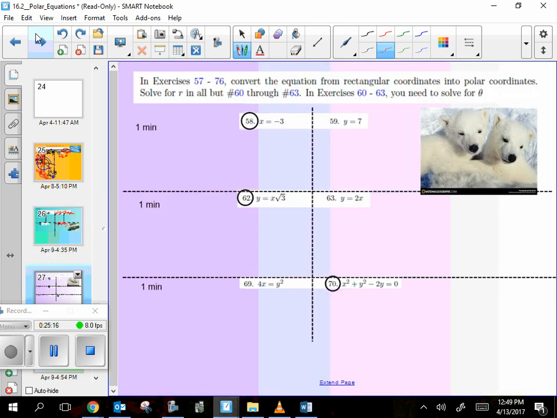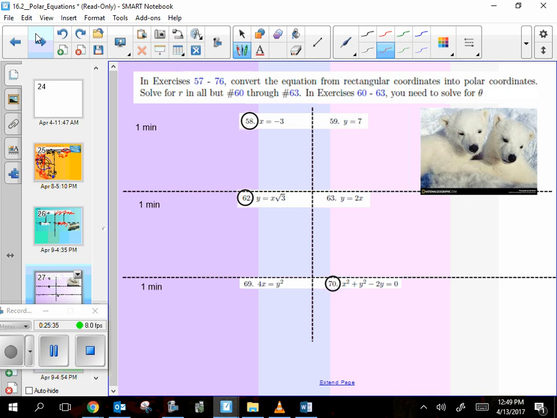And then, on this page, this is where the rubber meets the road. These are actual changing to equations problems. The other ones were all review of yesterday. Okay, this is the new stuff.